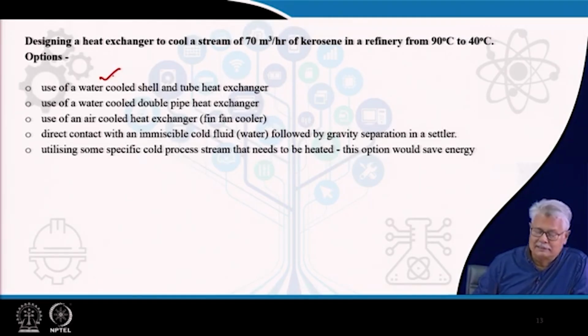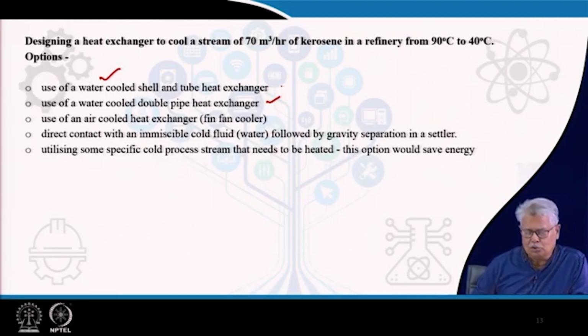Well, it is not essential that we go for a shell and tube exchanger. The double pipe heat exchanger could be a cheaper option. Yes, it is usually cheaper to construct a double pipe heat exchanger as long as the heat duty remains small. Typically, if the heat transfer area is below 35 meter square, it is usually economic to go for a double pipe heat exchanger. We could also go for an air cooled heat exchanger, which are called fin fan coolers.